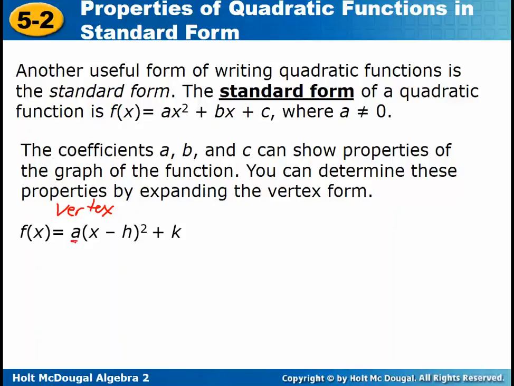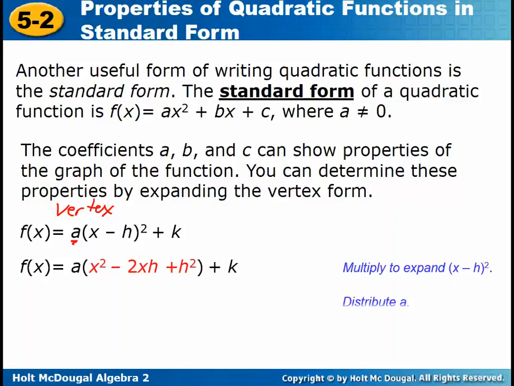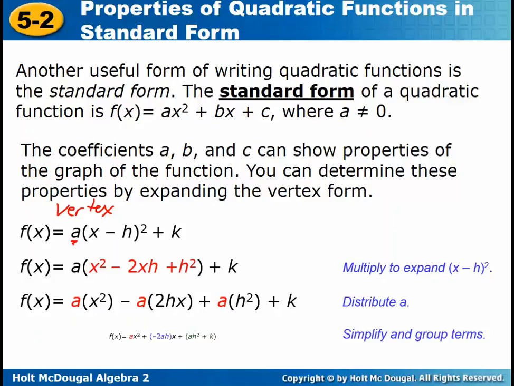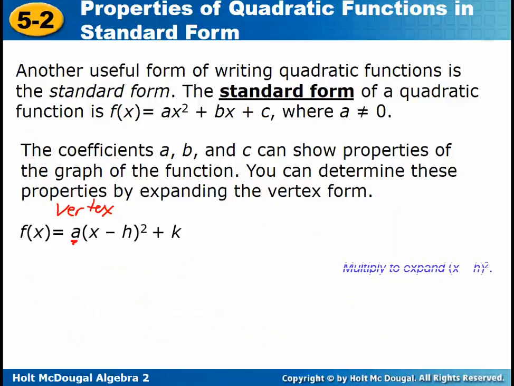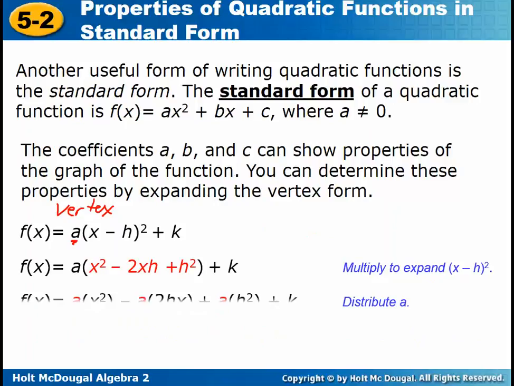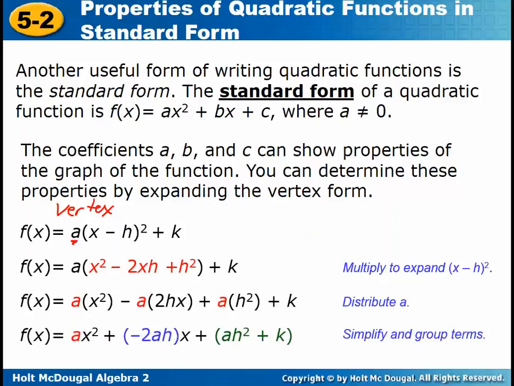Remember, a is the number multiplied in front, h is the x-coordinate of the vertex, and k is the y-coordinate of the vertex. If we multiply, boy, that went fast. It's all automated, so it's going to multiply really quick. So how did they get x minus h squared to be x squared minus 2xh plus h squared?